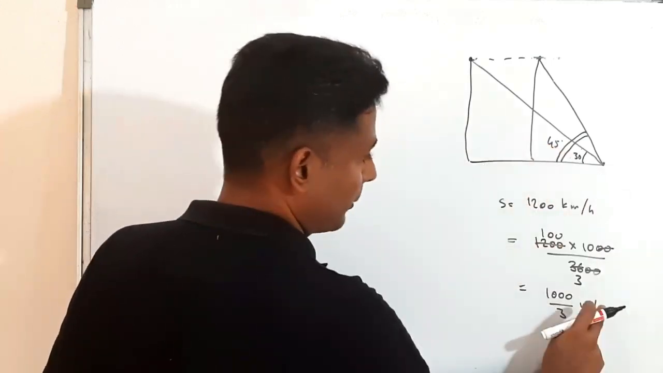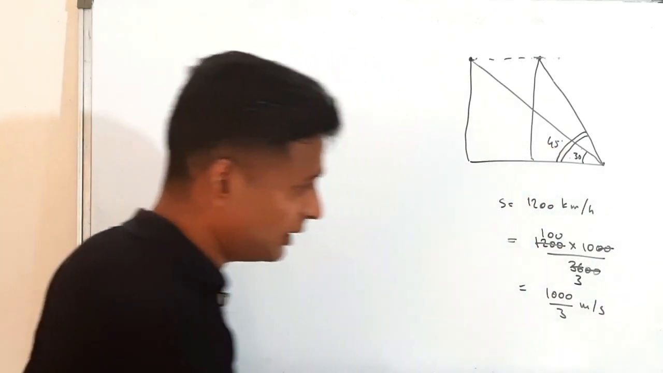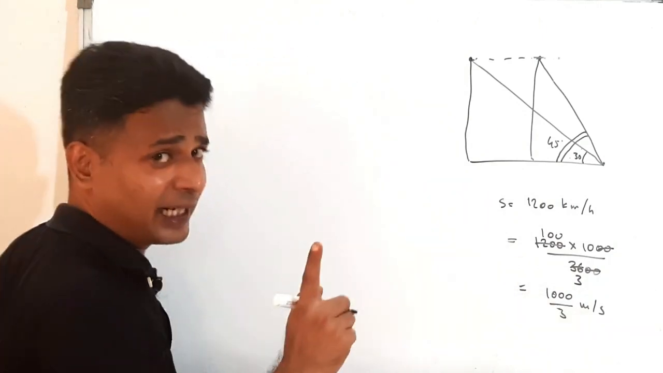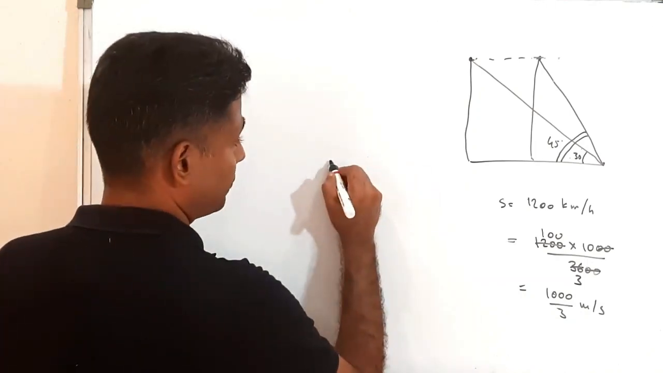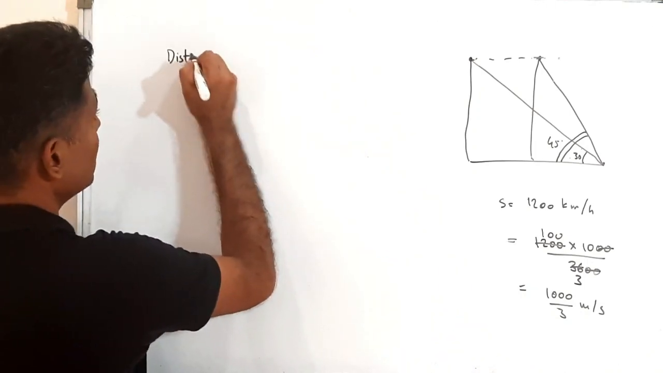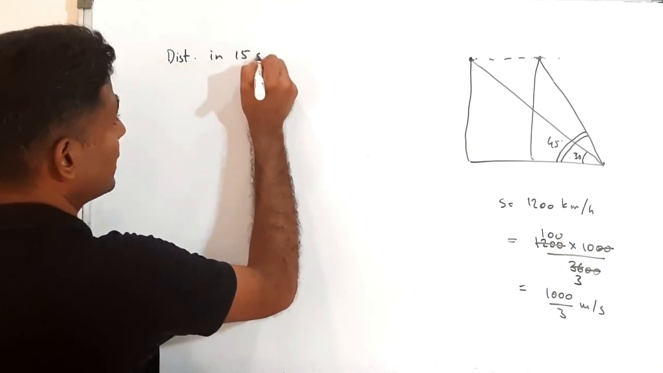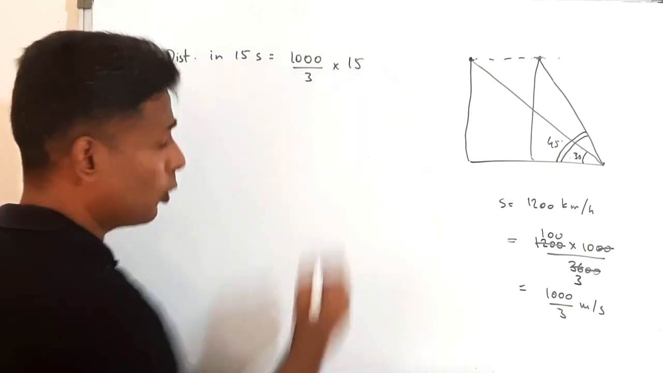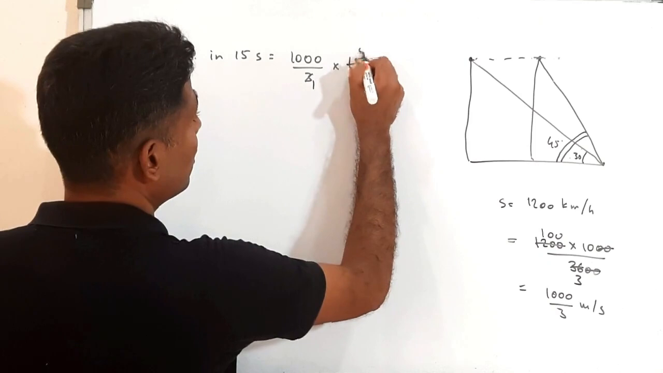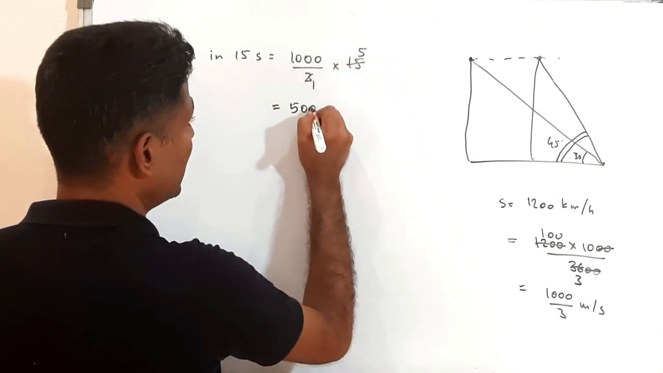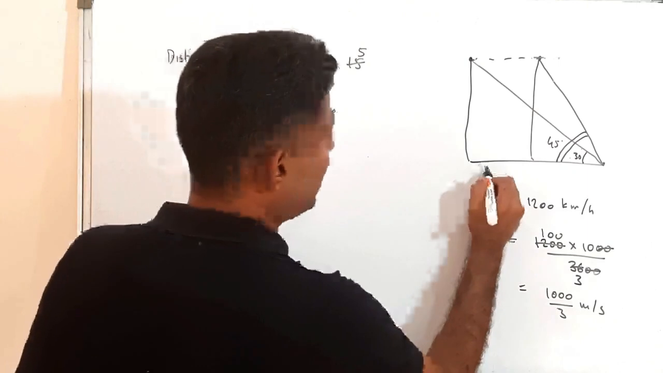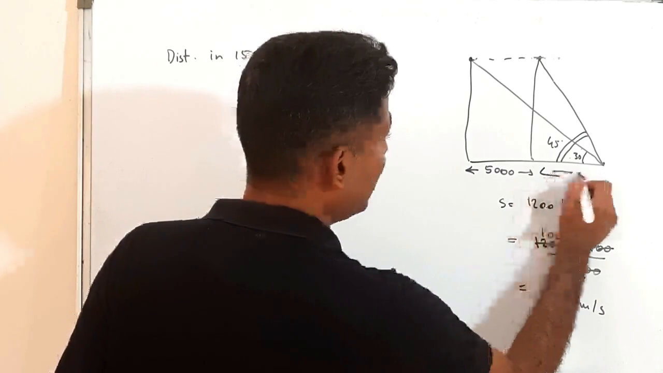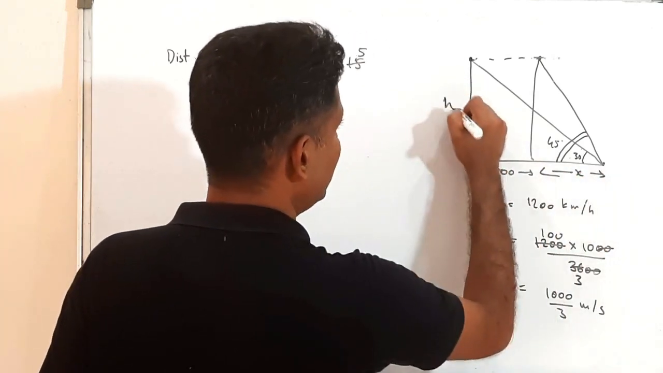So the speed is 1000 by 3 meters per second. So this much it travels in 1 second. So in 15 seconds, how much will it travel? The distance in 15 seconds will be this much in 1 second into 15. So 3 fives are 15, 5 into 1000, 5000 meters. Alright guys, so now we have got this distance as 5000 meters. Let this be x and let this be the height.